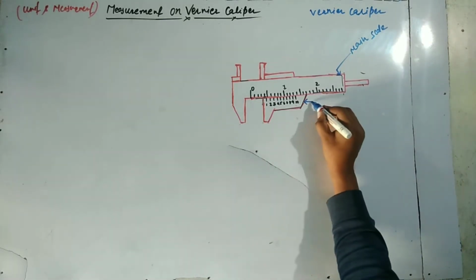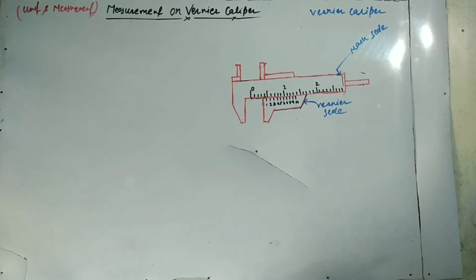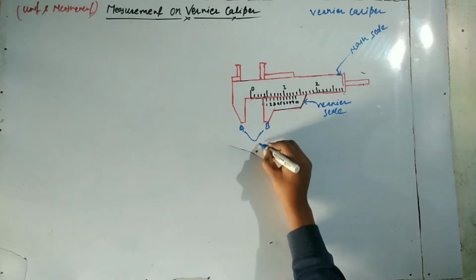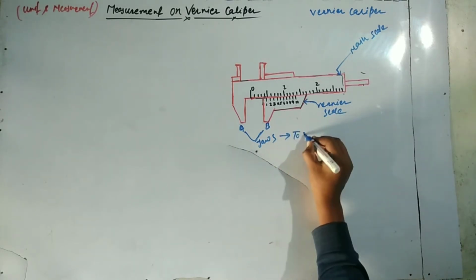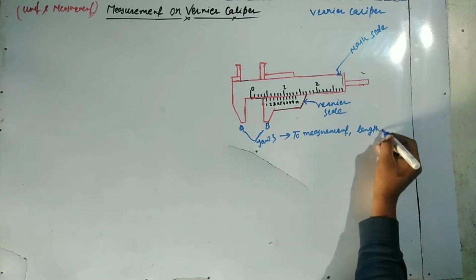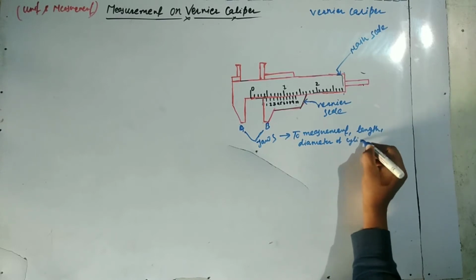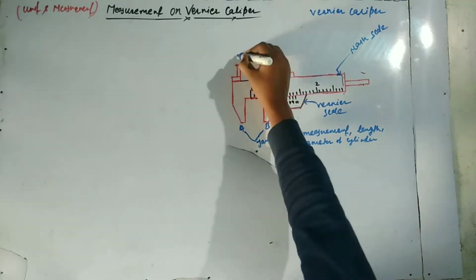One is the main scale and this one is the Vernier scale. Two scales are used in a Vernier caliper, one is the main scale and another is the Vernier scale. There are two jaws, A and B, and the working of these jaws is to measure the length of an instrument and its diameter, or the diameter of a cylinder. It can also measure the diameter of a sphere.